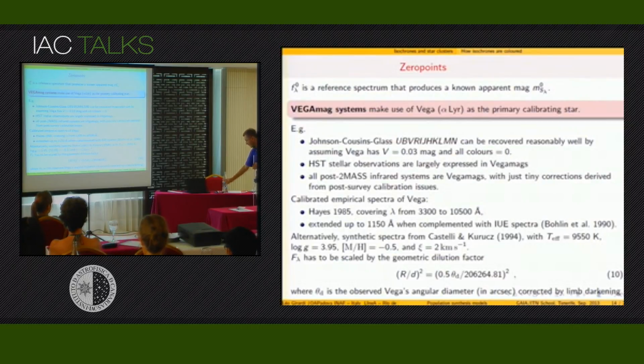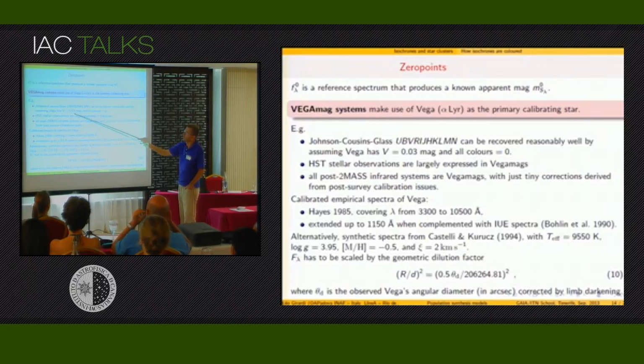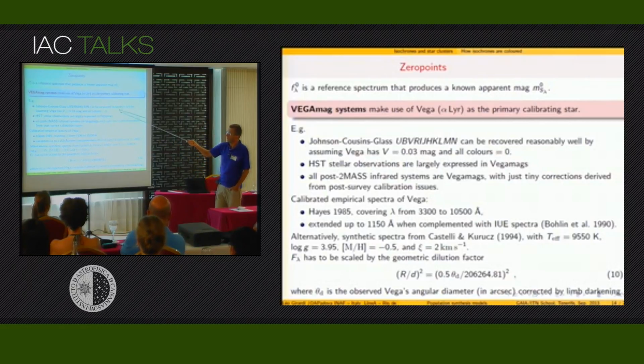What about zero points? They can be of a few types. Especially important are the Vega-mag systems. They are based on an assumption that the star Vega has magnitudes in all filters which are very close to 0. Not exactly 0, they can be something like 0.03 magnitudes. But anyway, the usual assumption is that all colors of the star Vega should be 0 in that system.